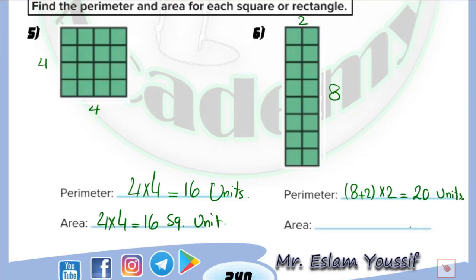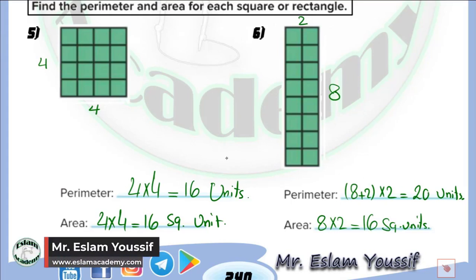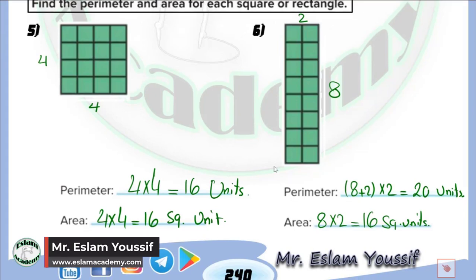Now we need to find the area. You will find that the area is equal to length multiplied by width, which is 8 times 2. 8 times 2 is equal to 16 square units. You can see that the two shapes have the same area but different perimeters. If two shapes have the same area, it doesn't mean that the two shapes have the same perimeter. And that's how we can relate the perimeter and the area for the rectangle and the square.